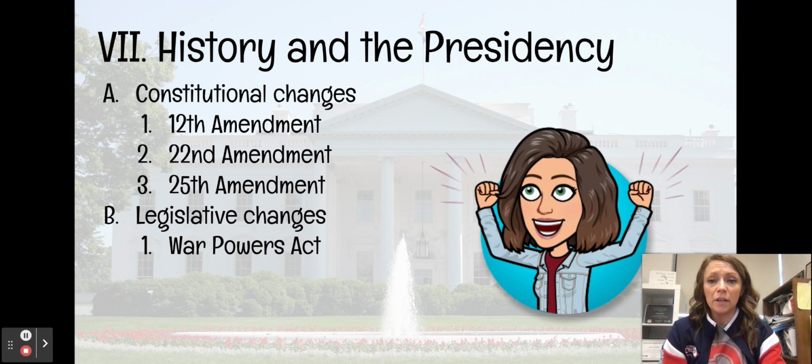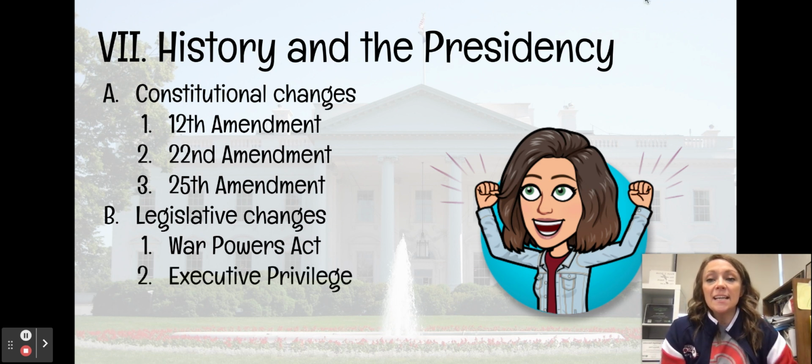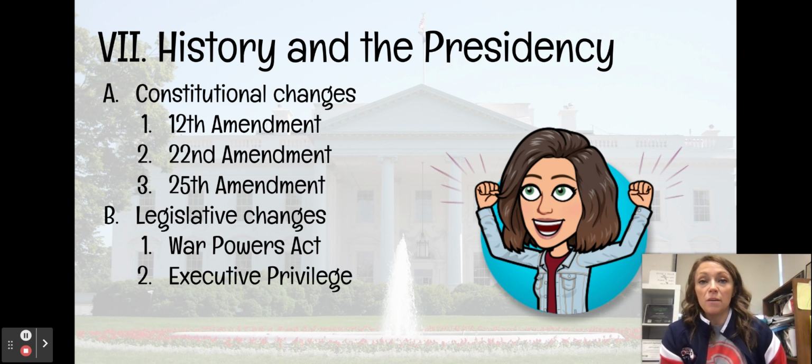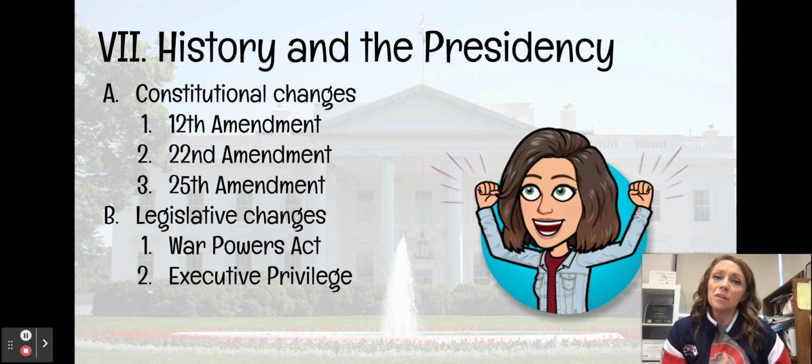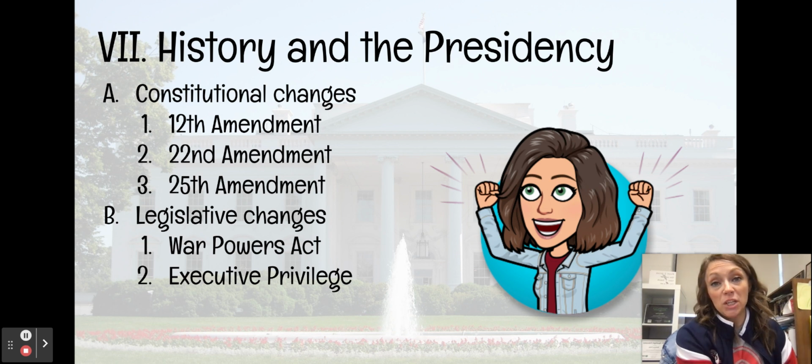And the last thing we want to look at today is executive privilege. So we've talked about executive privilege throughout the course, but executive privilege is this idea that there are certain things that the president doesn't have to share. That if the president has information about a national security issue or something like that, that information probably doesn't need to be shared. So over time, we've had questions pop up of, well, what is executive privilege?